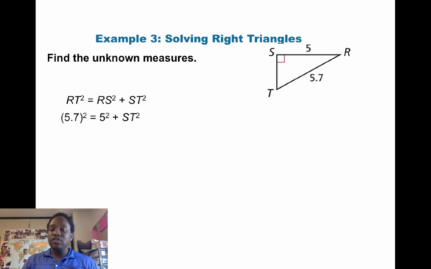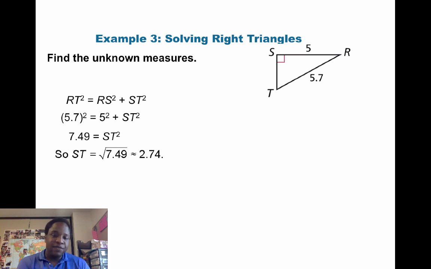So 5.7 squared equals 5 squared plus the length of ST squared. And so 5.7 squared minus 5 squared ends up equaling 7.49. Then we take the square root of 7.49 and we get 2.74. Okay, so we know that ST is 2.74. Therefore, the measure of angle R should be less than the measure of angle T. So that's just one thing that we can keep in mind.